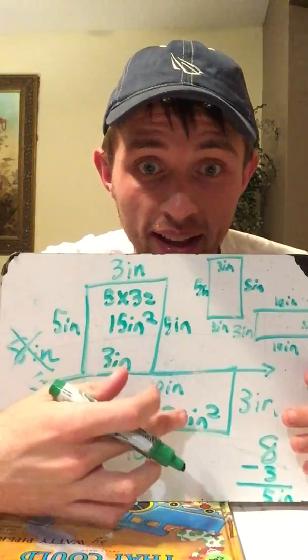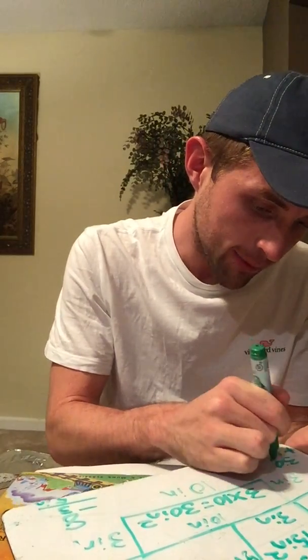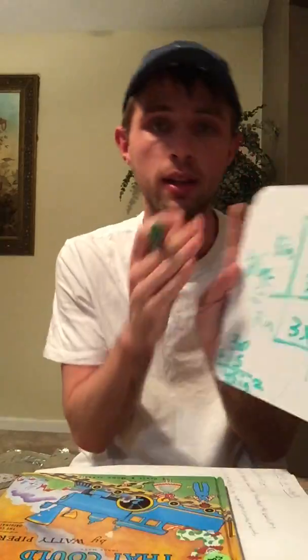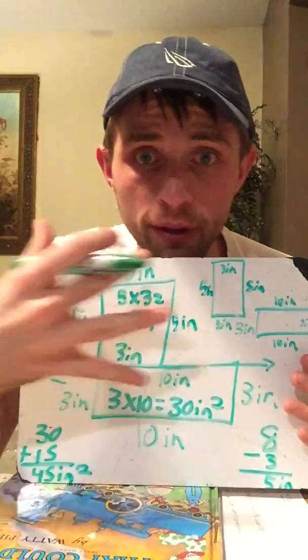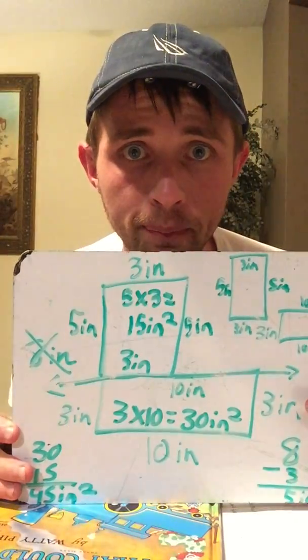Have I found the areas for both shapes? Yes. Step 4, add the areas. What are my areas? 30 inches squared and 15 inches squared. So I'm going to do 30 plus 15, which is going to give me 45 inches squared. So the area for this entire thing is 45 inches squared, okay?